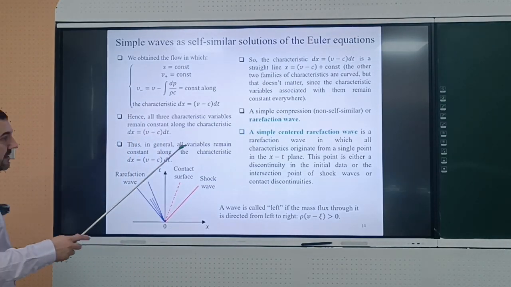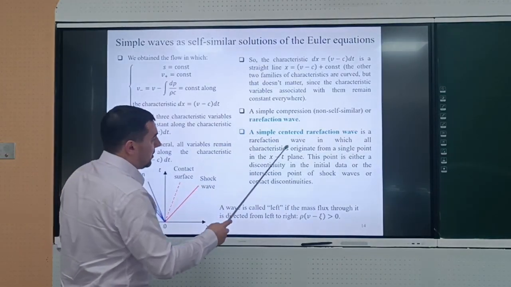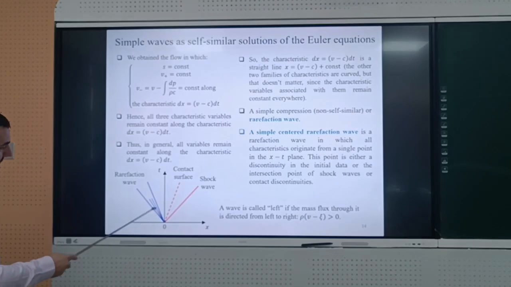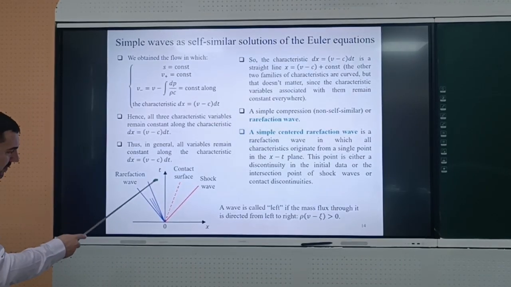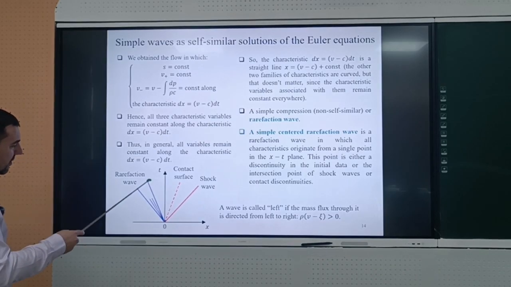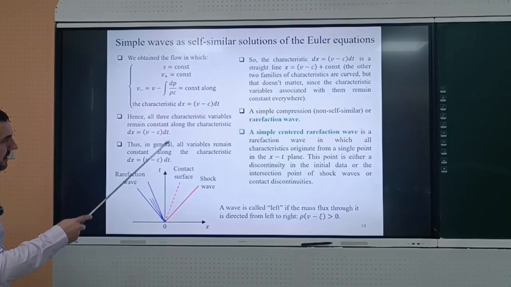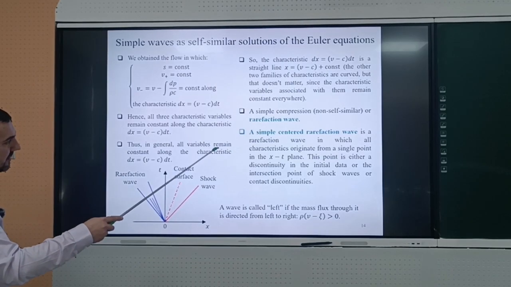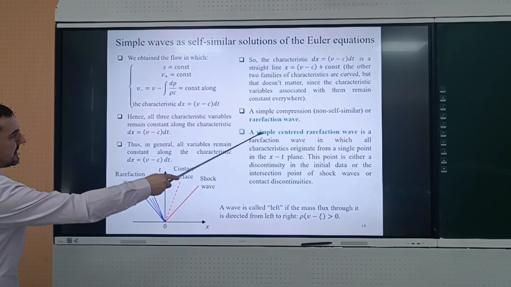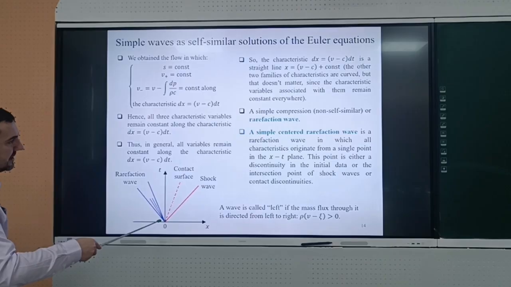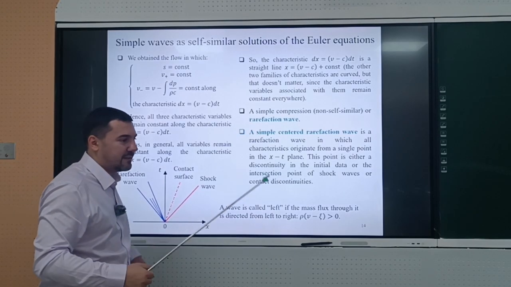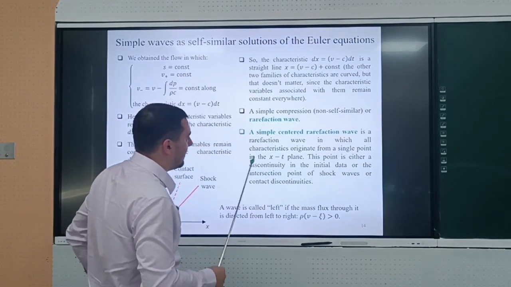And finally, a simple centered rarefaction wave is a rarefaction wave in which all characteristics originate from a single point in the xt plane. So suppose we want to know the solution of this Riemann problem. Everything starts here at 0. So this blue structure is called a simple centered rarefaction wave. It's simple because inside this wave we have these relationships. It is centered because all the characteristics start at 0, and a rarefaction because it couldn't be a compression wave, because these characteristic lines would intersect.